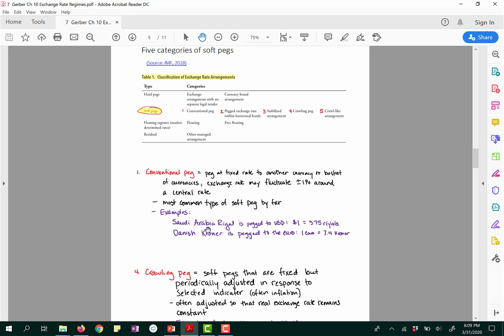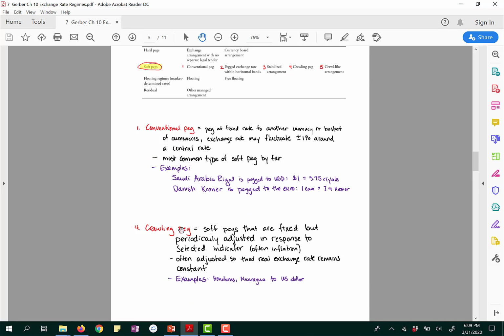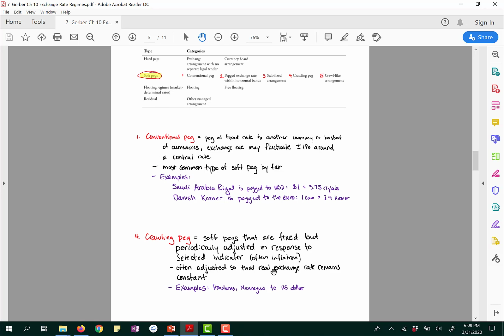Okay, so 2 examples. The Saudi Arabia currency is pegged to the US dollar. Another example: the Gerber textbook discusses briefly a crawling peg. These are soft pegs that are fixed but periodically adjusted in response to changes in a selected indicator, which is often the price level or inflation. And these are often adjusted so that the real exchange rate remains constant. So a couple examples of countries with crawling pegs right now. It's not a very big category, but here are a few countries.